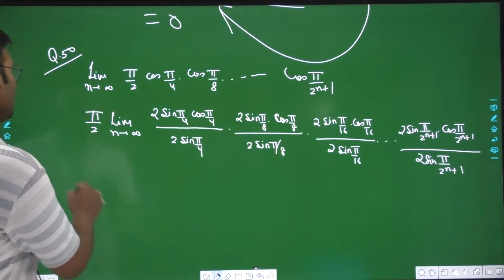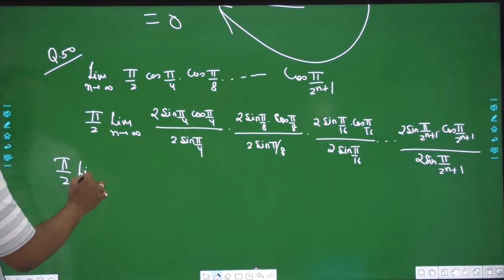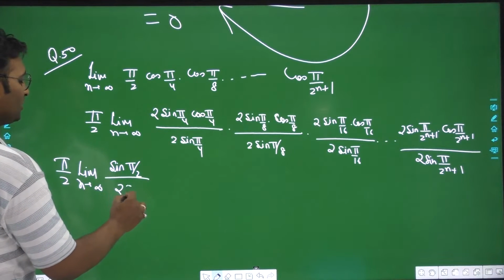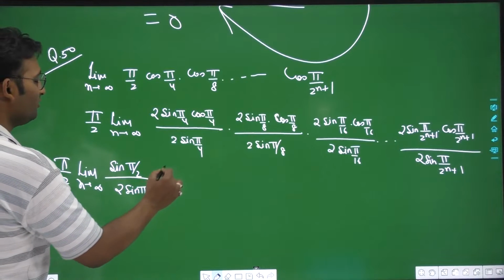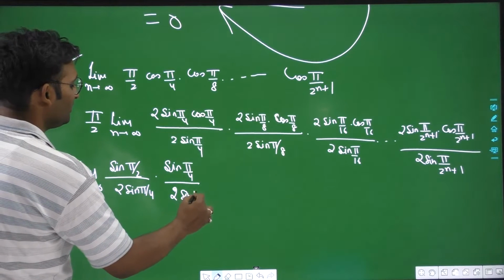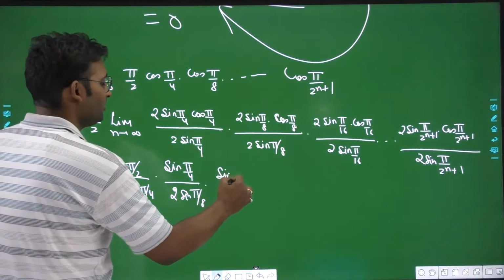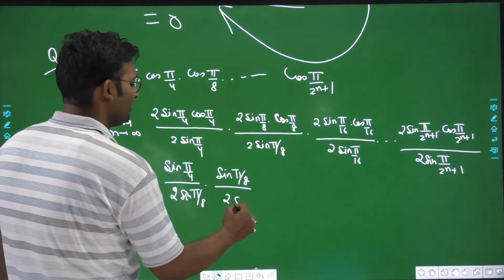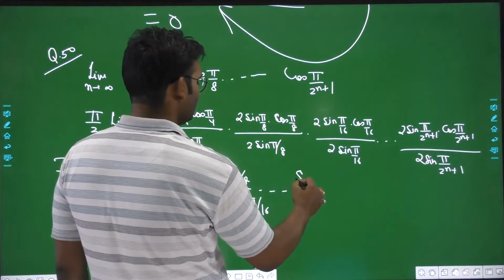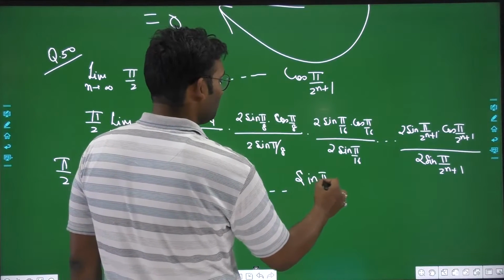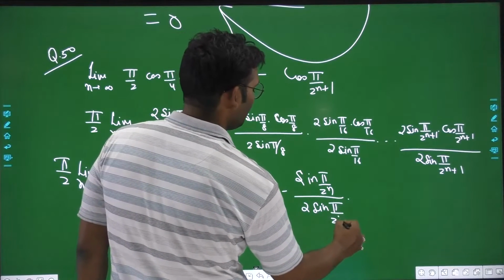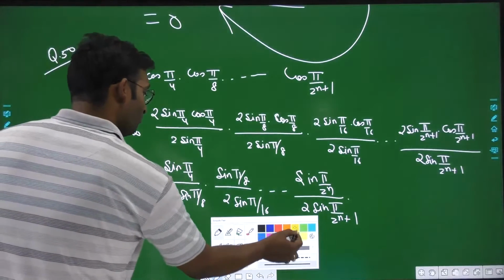Okay, so what you are going to get is pi upon 2, limit n tends to infinity, and ultimately sin of pi upon 2 divided by 2 sin of pi by 4. Then you will be getting sin of pi upon 4 divided by 2 sin of pi upon 8. Then sin of pi upon 8 over 2 times sin of pi upon 16, and in the end sin of pi upon 2 to the power n, and here 2 sin pi upon 2 to the power of n plus 1. So certainly, what gets cancelled?